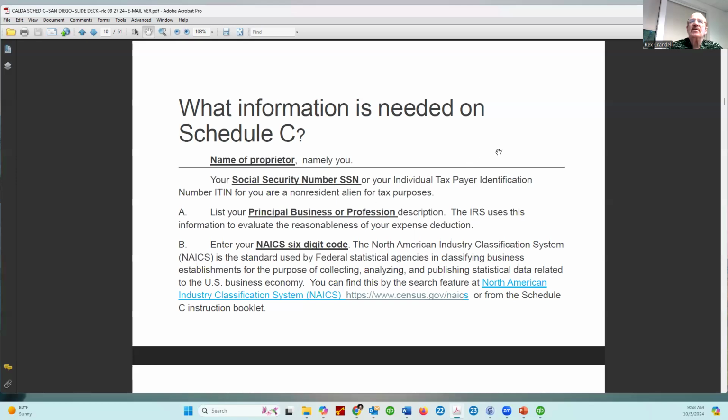What information is needed on the Schedule C? Get the name of the proprietor, namely you, your social security number, or your individual taxpayer identification number if you're a non-resident alien for tax purposes. You list your business and profession. What do you call that kind of service? The IRS uses this information to evaluate the reasonableness of your expense deductions.